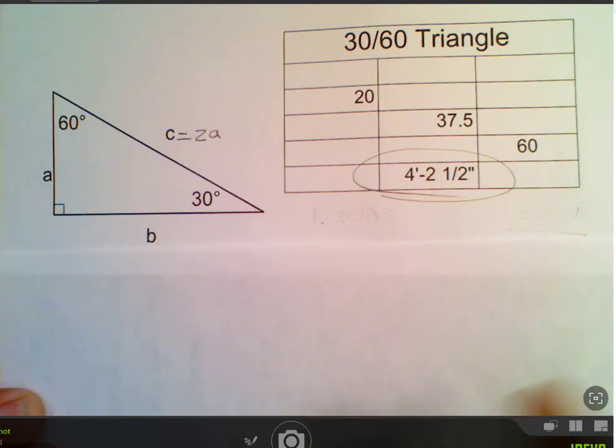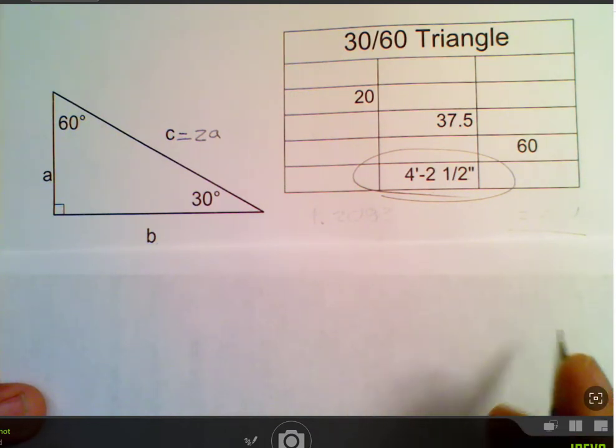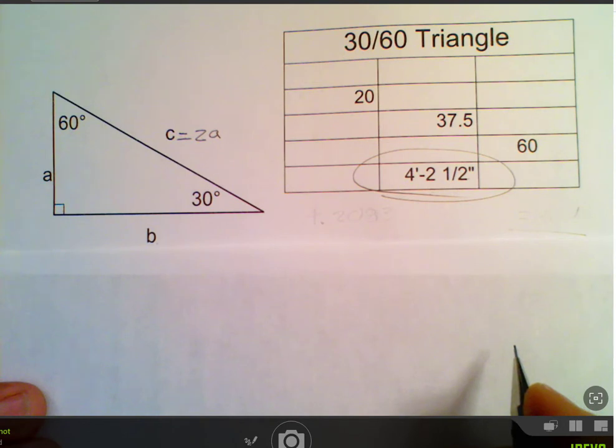Dan Abbott. I'm making this short video for the print reading class to show you how to solve the 30-60 triangle problem when using architectural units. Also showing you why the metric system is so nice.